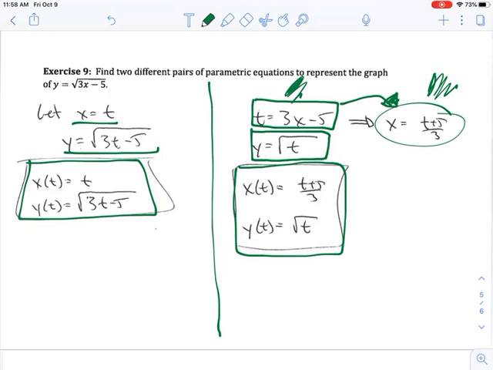Now, are these the only ways of doing this? Absolutely not. There are lots of different ways that you could have gone about doing this. You could make up some ways that would be much more convoluted. And have fun with that. See what other ways you can come up with to represent these parametrically.